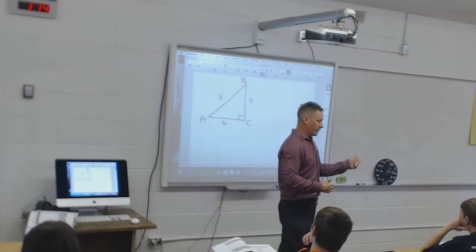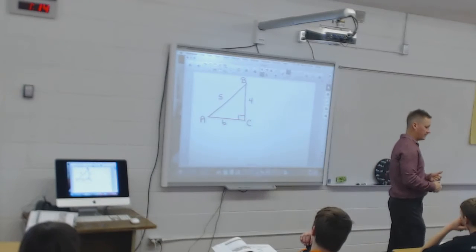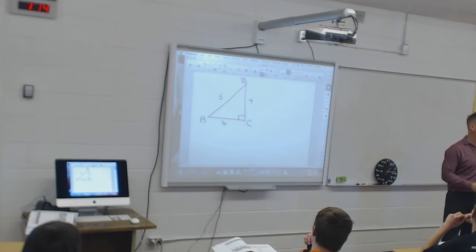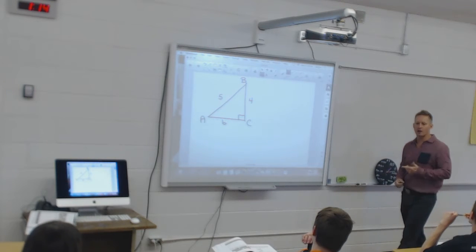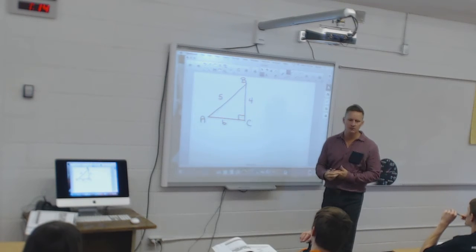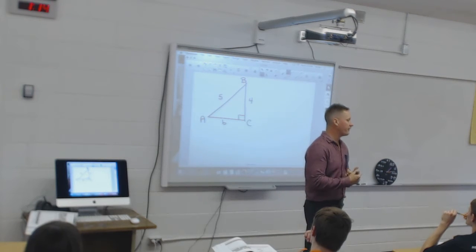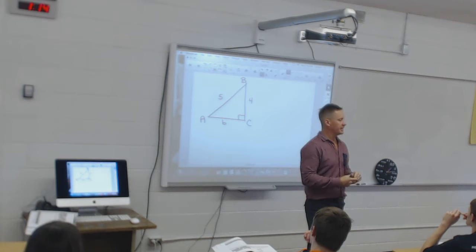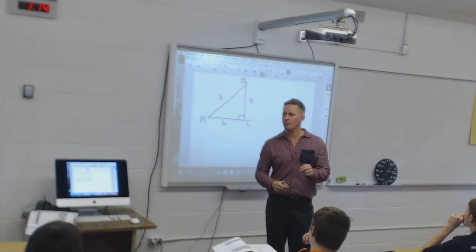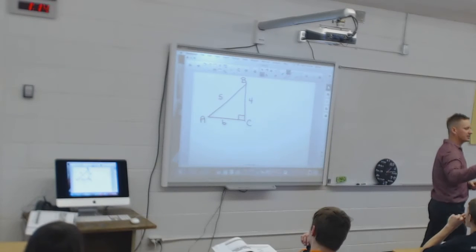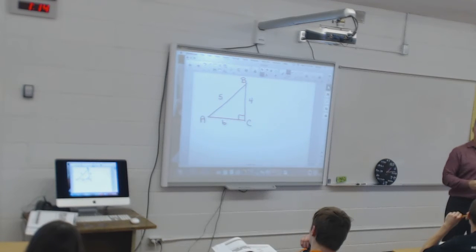This triangle is called a right triangle. Okay? Why is it called a right triangle? 90 degrees. Did you know that this triangle is also called the 3, 4, 5 triangle? No? You want to know why it's a 3, 4, 5 triangle? Because 3 squared plus 4 squared equals 5 squared. It is the smallest whole numbers that satisfy Pythagoras' theorem.